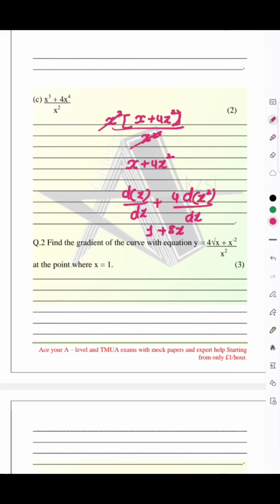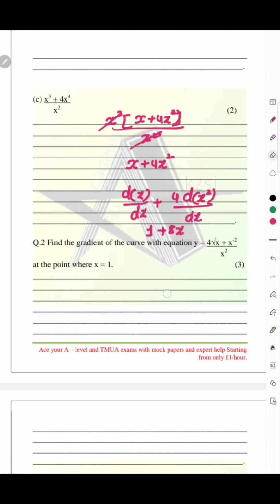Now moving on to the next one. Find the gradient of the curve with equation y equals 4 root x plus x to the power of negative 2, all over x squared, at the point where x equals 1. That means this is the equation of the curve, and we have to find the gradient at x equals 1. Here we have to calculate the gradient.